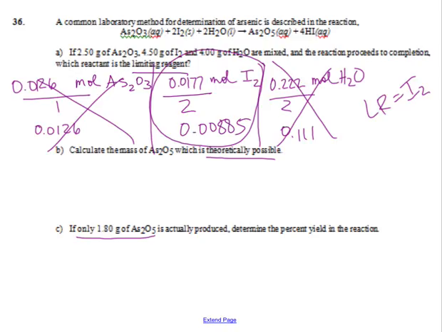And just so you know, if you use that kind of abbreviation on the AP, you need to define it ahead of time. So somewhere on the page, write limiting reagent equals LR. And you're not going to do that unless it's something you're using a lot. Otherwise, just write the words limiting reagent or reactant. Either is fine. Okay, calculate the mass of As2O5 which is theoretically possible.